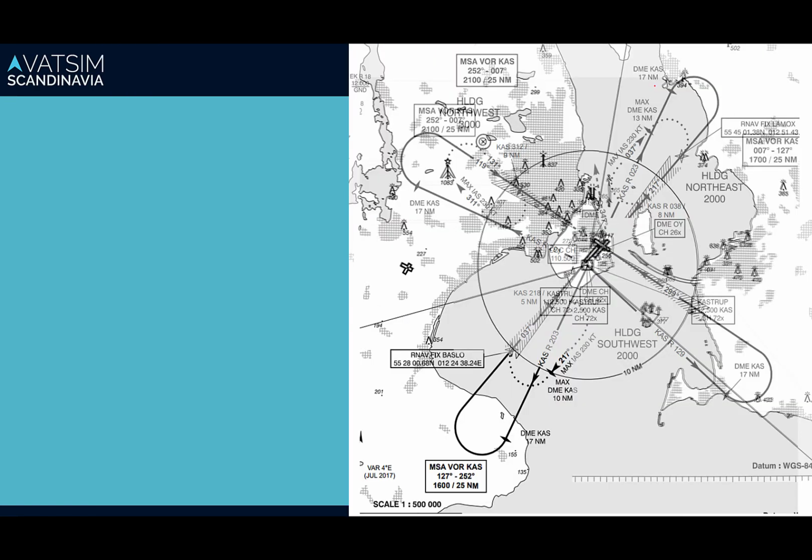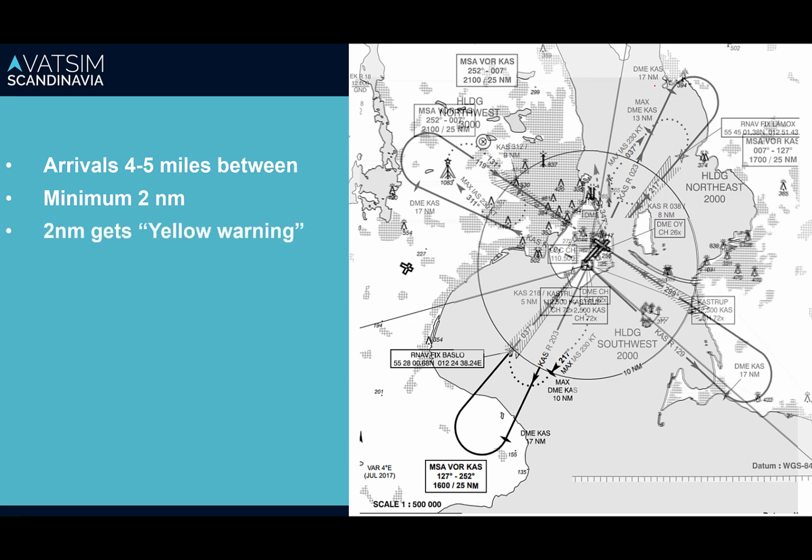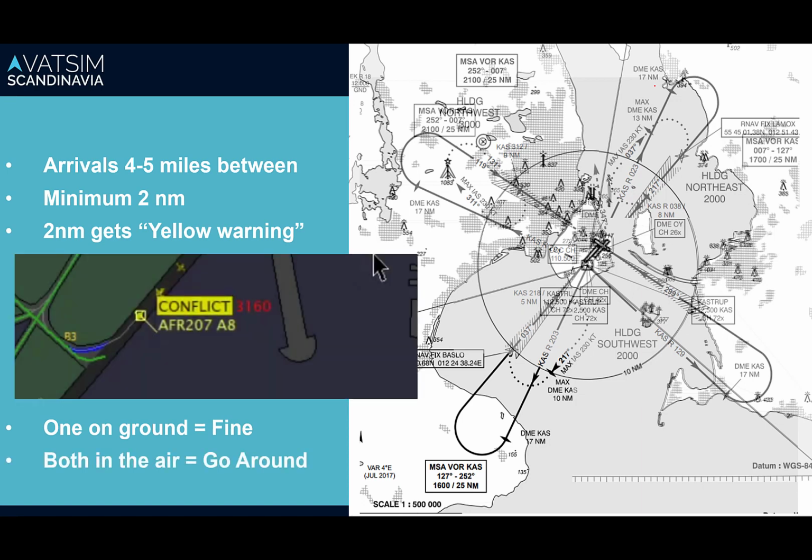When it comes to landing, it's a bit simpler. Airplanes normally come with a nice 4 to 5 mile separation, which is more than enough. Airplanes can go as far down as 2 miles before they need to go around. And conveniently, you actually get a warning. It looks like this, it's yellow and it states conflict. If one airplane is already on the runway, it's fine.